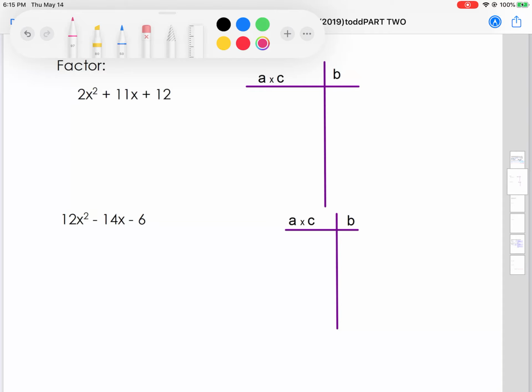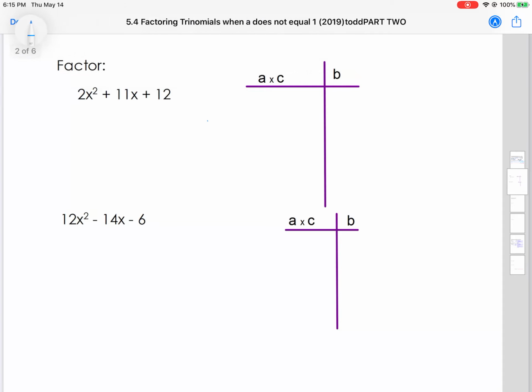I think it's helpful doing these questions to write this T-chart. And no matter what type you choose, if you can do it in your head, you have to be thinking about what A times C is and what two numbers multiply to A times C and add to B. So, if you want to make the chart, just do it, okay? So A times C, 2 times 12 is 24. That's what we're looking for, positive. And positive 11 is what we're adding to.